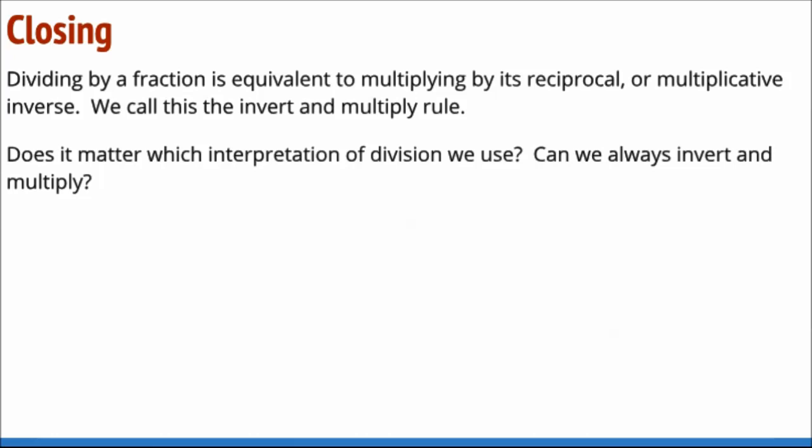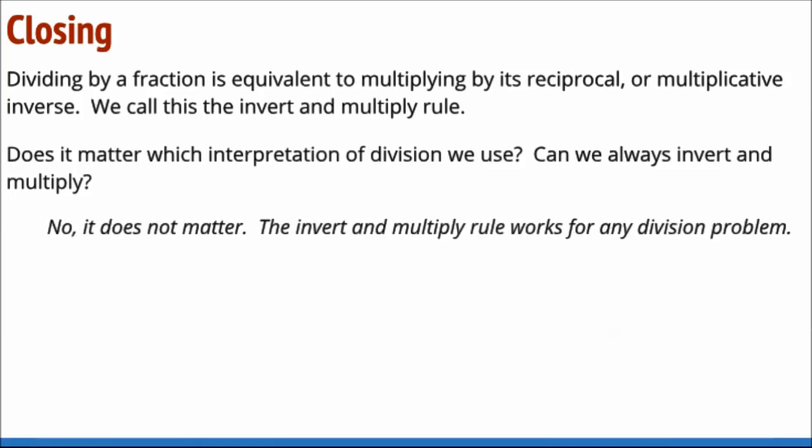Does it matter which interpretation of division we use? Can we always invert and multiply? In other words, can we use partitive and measurement? And we've looked at examples of both of them today. So it doesn't matter. The invert and multiply rule is going to work for any of our division problems. And when we say any of our division problems, even 5 divided by 2, so these are whole numbers, invert and multiply, which is why in class I always say that multiplying, dividing, it's kind of the same thing.